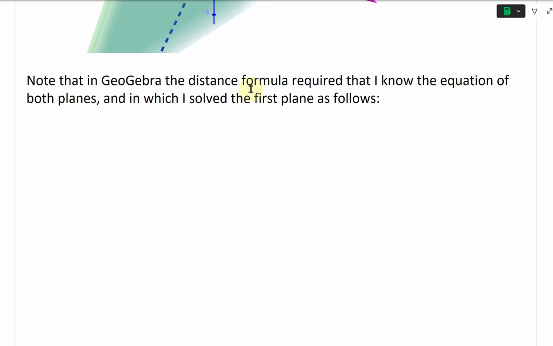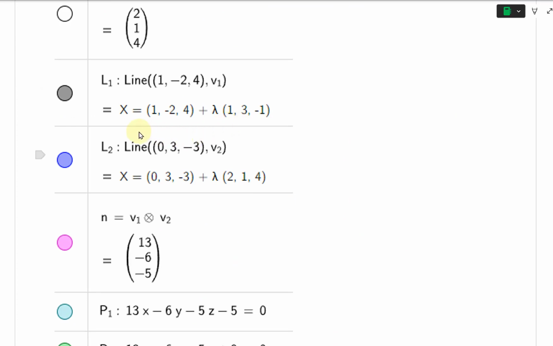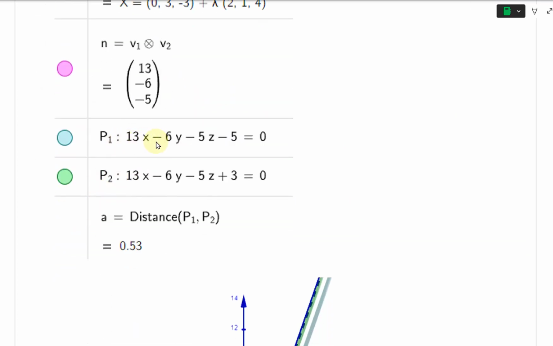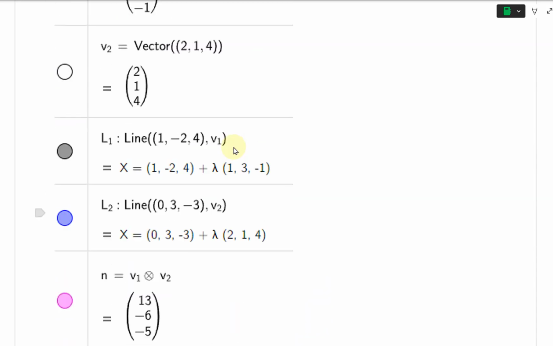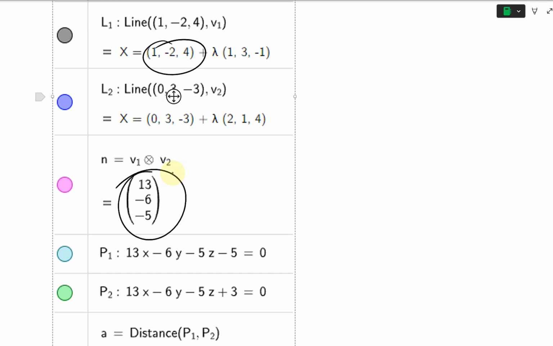So note that in GeoGebra, the distance formula required that I know the equation of both planes, and I solved the first plane as follows. So the first plane, going back up here, is 13x minus 6y minus 5z minus 5. And to solve that, we need a point on the plane. So that point is going to be 1, negative 2, 4. And then we just use a normal vector. So we can just solve that ourselves.